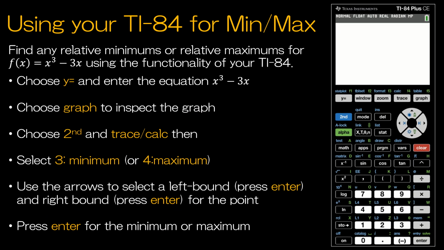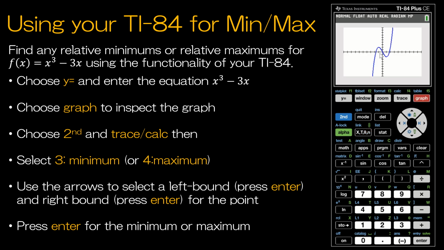You can also use your TI-84 to help you locate a minimum or maximum. So to find any relative minimums or maximums for our specific equation, f of x is equal to x cubed minus 3x, we're first going to go to y equals, type in x to the third power, arrow over, minus 3x, and then we're going to click graph to inspect the graph.